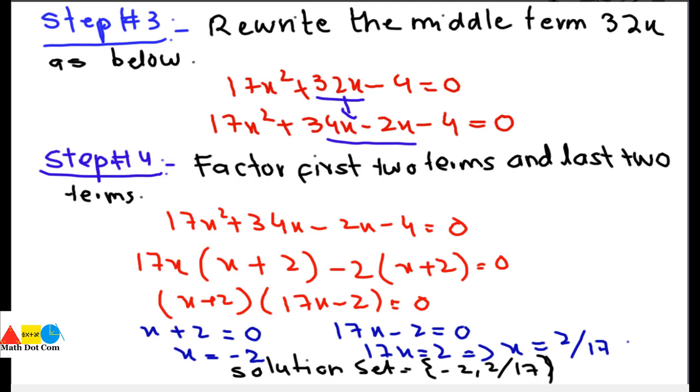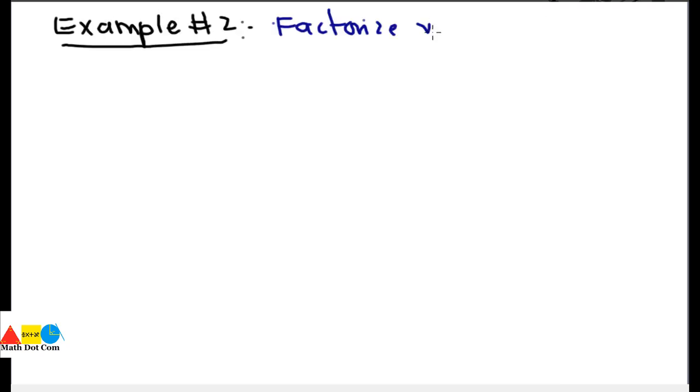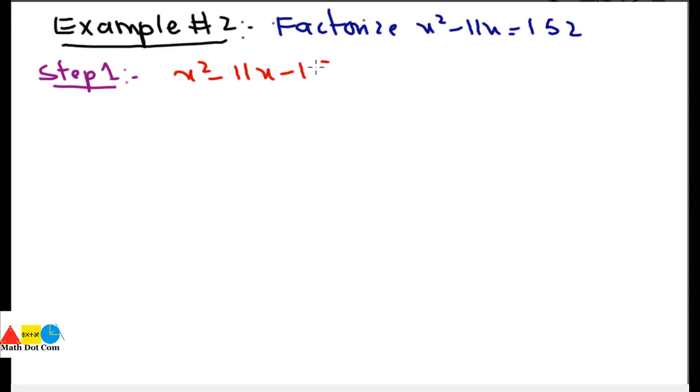Let's have one more example to quickly apply this method so that you can have practice on it. Example number 2: factorize x square minus 11x equals 152. Step 1 is to write it in the standard form. So we write it as x square minus 11x minus 152 equals 0. This is now in the standard form, as we have moved 152 to the other side of the equality.